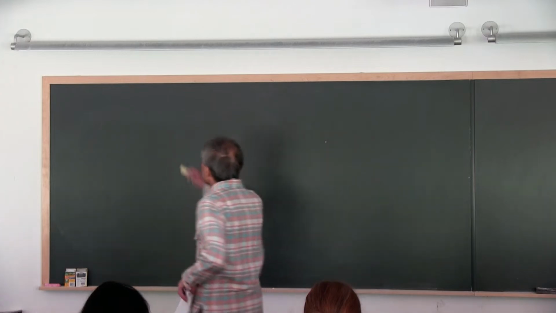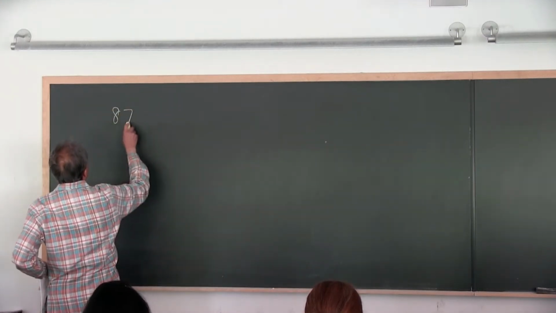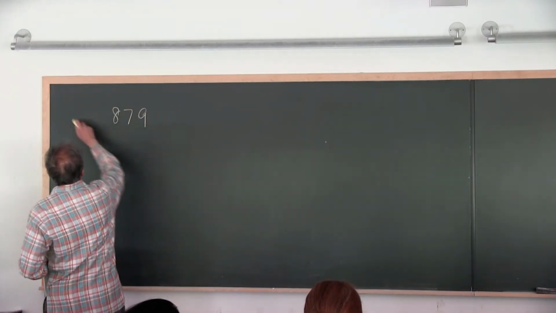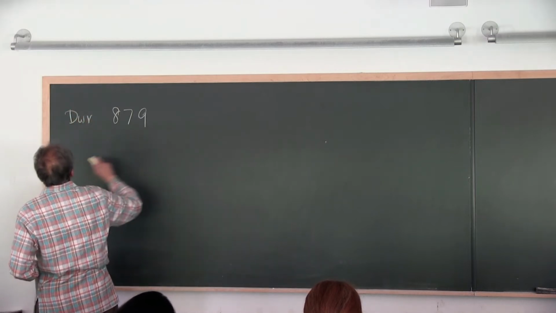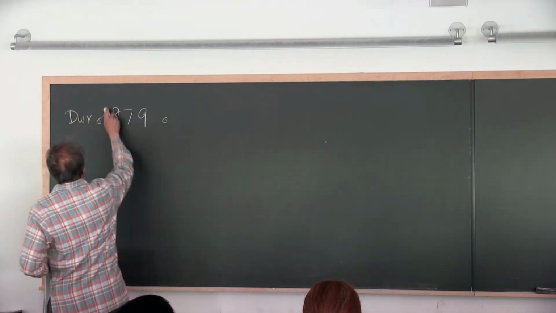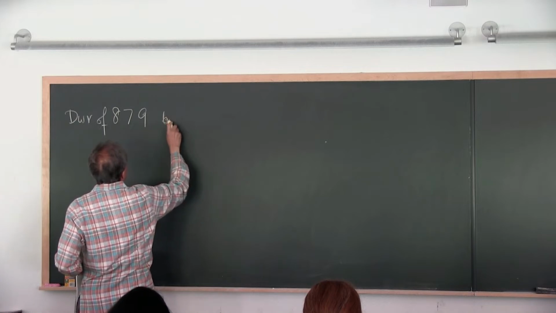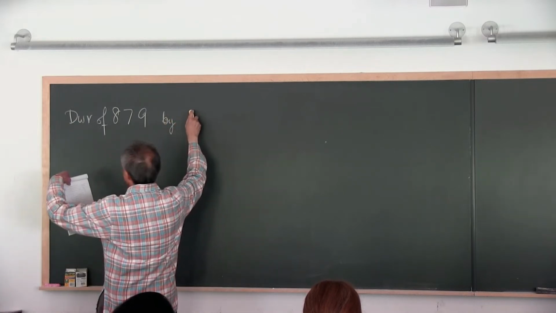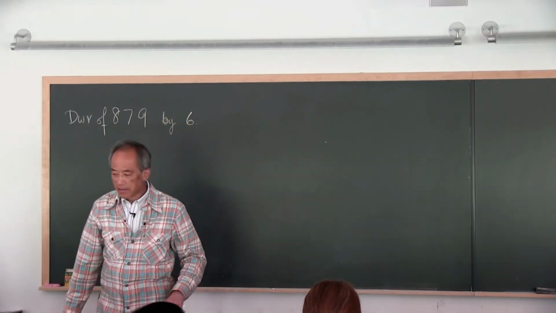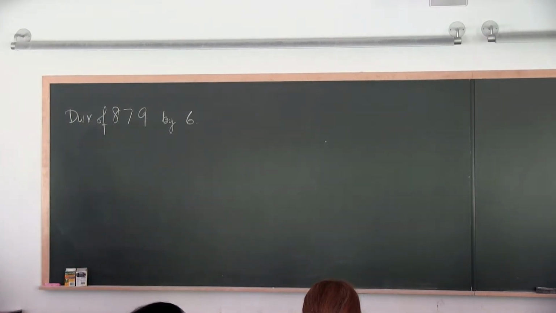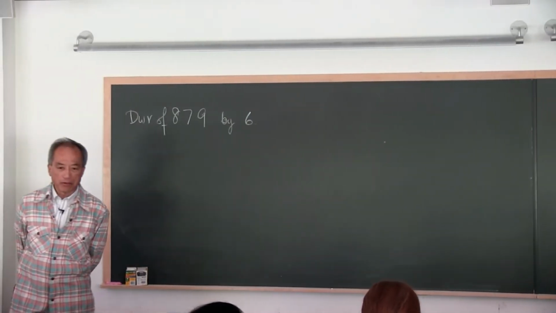Division with remainder of 879 by, let's say, 6. Let's do that and give an explanation.